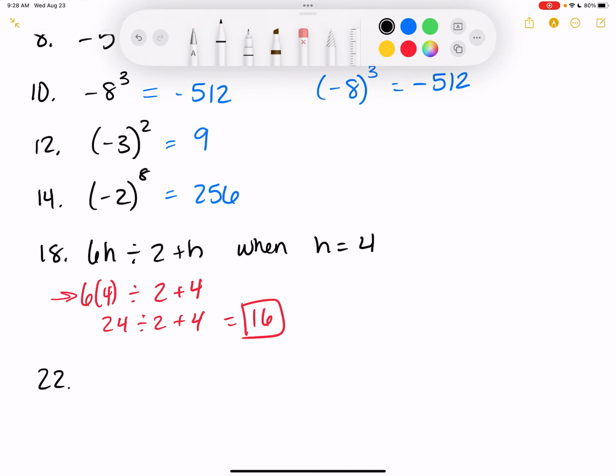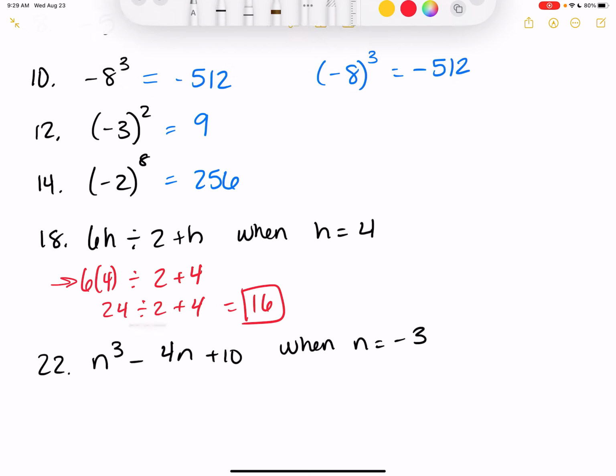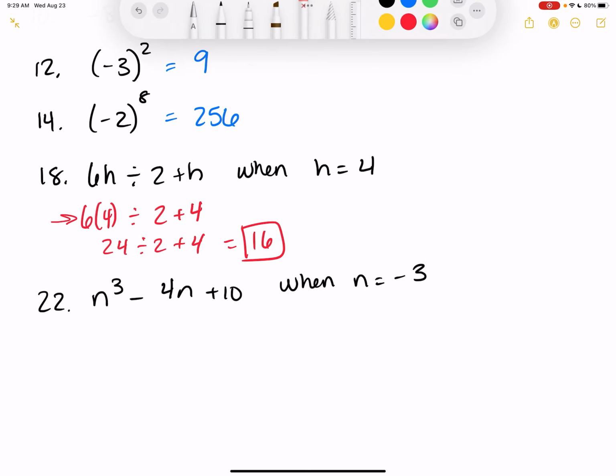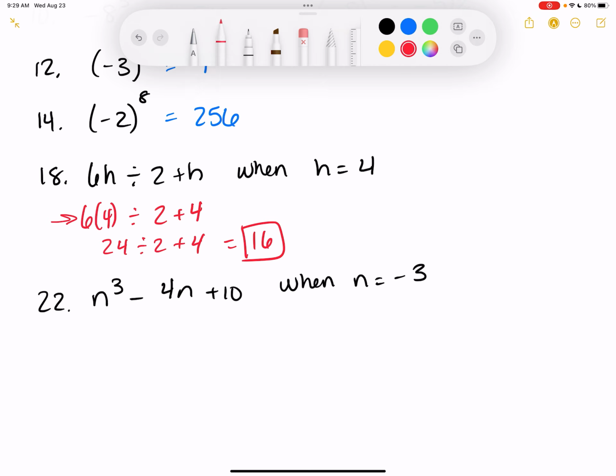Number 22 is n cubed minus 4n plus 10 when n is equal to negative 3. So I'm going to plug in -3. I would always put it in parentheses when it's a negative number, so that way you make sure that you don't forget about signs or get confused. If you just did it without parentheses, you're going to think it's subtracting, so make sure you do the parentheses around it.